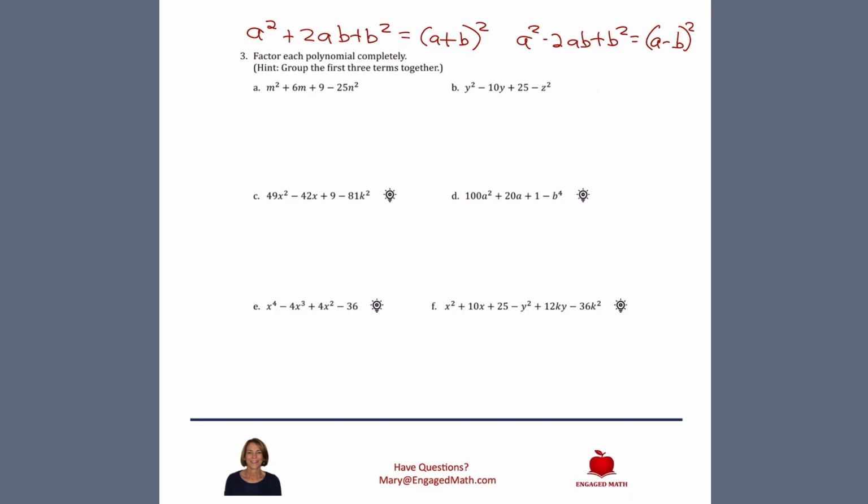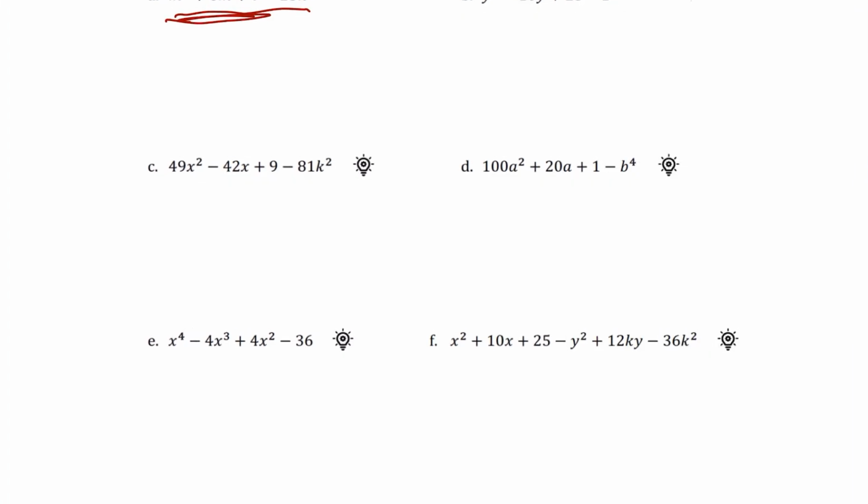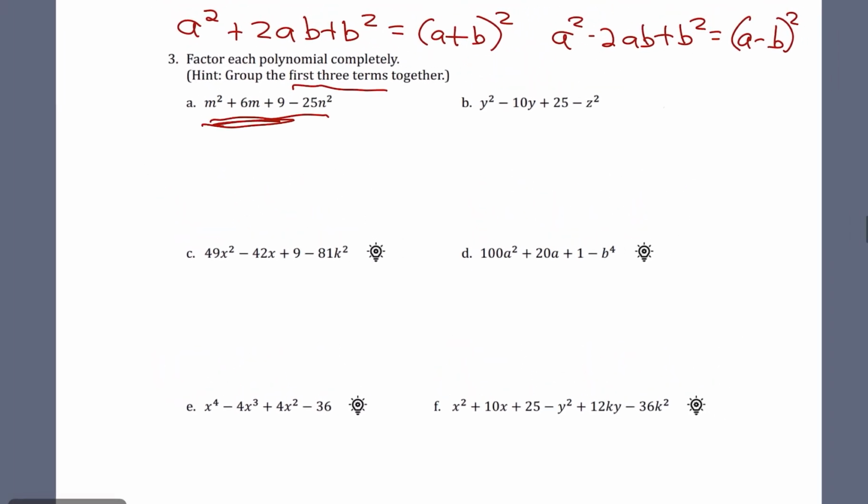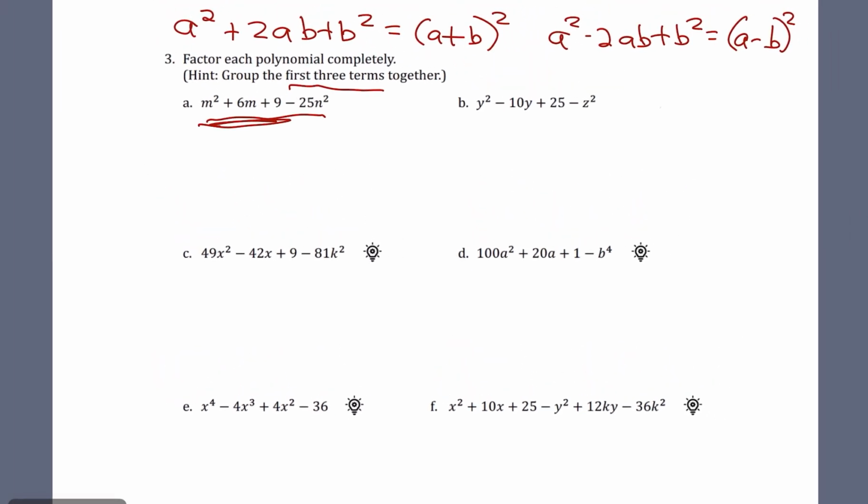We are factoring by grouping in this situation because we have 4 terms. The way that we know to group the first 3 terms together is because the first 3 terms are going to form what's called a perfect square trinomial, which you probably recognize from some of the previous lessons or earlier in this lesson. So I'm going to zoom in.